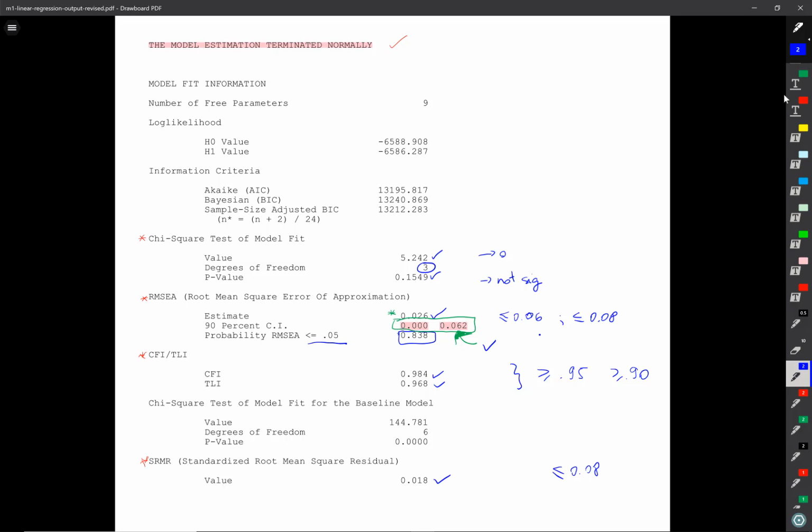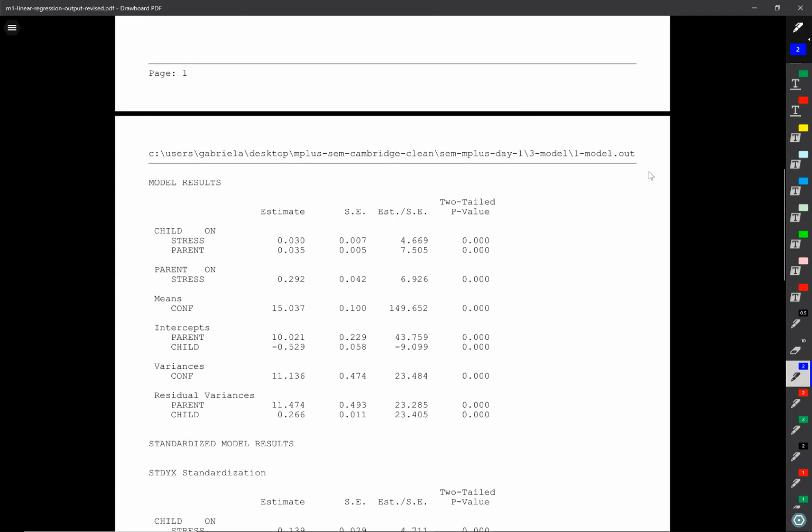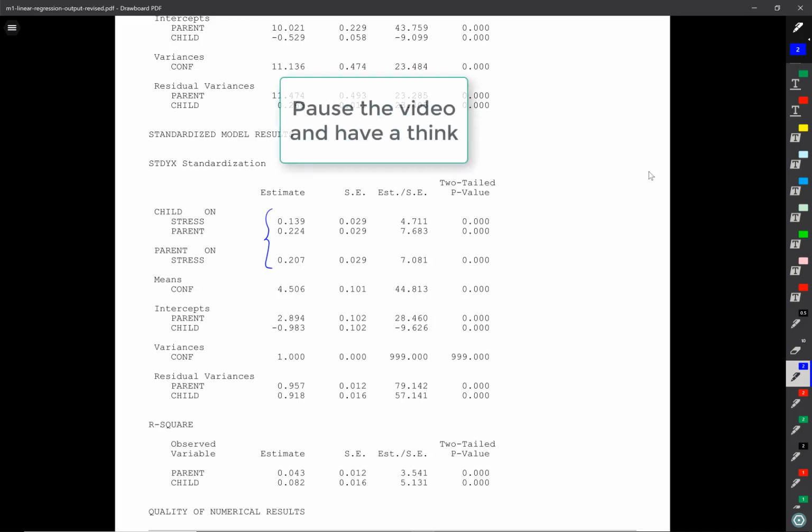Now let's look at the results. And I'm going to scroll down to the standardized solution. Why don't you have a go in trying to formulate what these numbers actually tell us in terms of effects and effect sizes? What's the story?